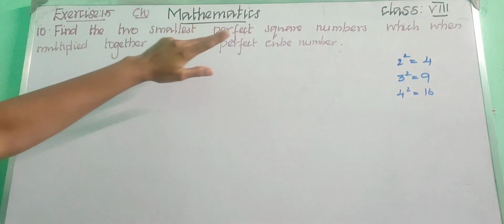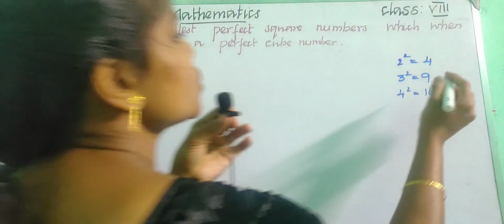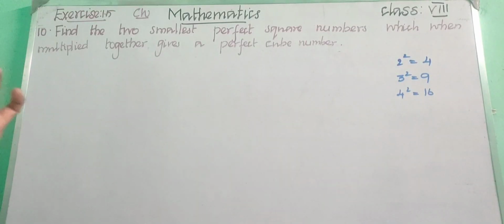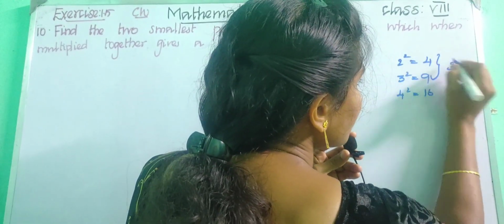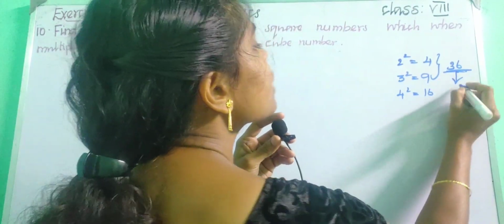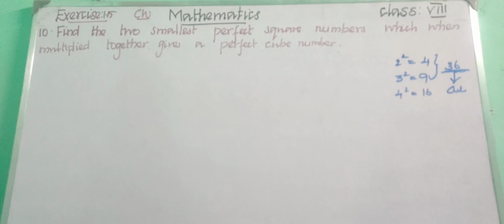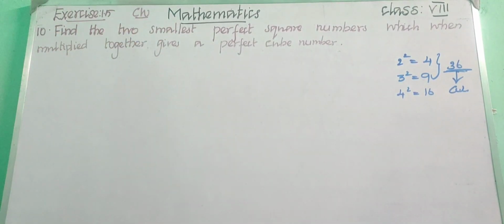We need to find the two smallest perfect square numbers. Okay, if you are multiplying those two numbers, so see, if you are multiplying 9 into 4, 4 nines are 36, right? So while multiplying two perfect square numbers, the number we are getting should be a cube number, okay? That is the question. We need to find that number. So, find the two smallest perfect square numbers, right?